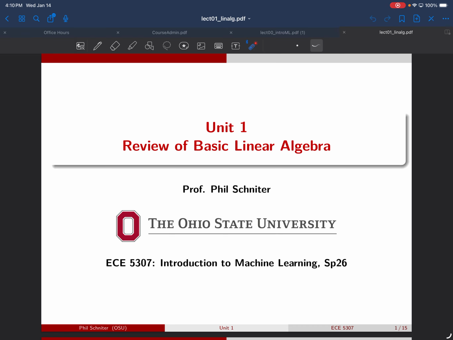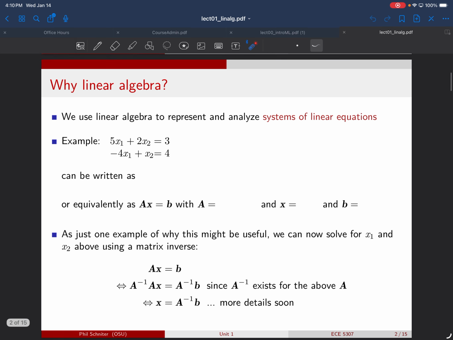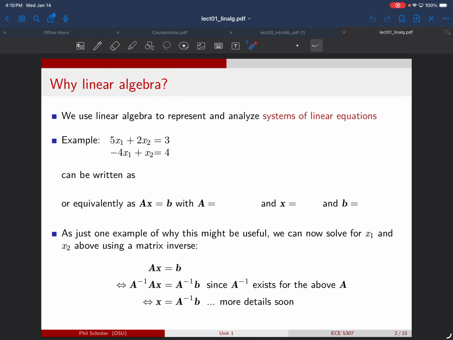So today we're going to review the basic linear algebra that we need for this course. And just to sort of start off, we might ask why do we want linear algebra? Why do we need to use it? Basically one motivation is that it gives us a way to represent and analyze systems of linear equations. So if I have this system of linear equations, you can see two equations and two unknowns.